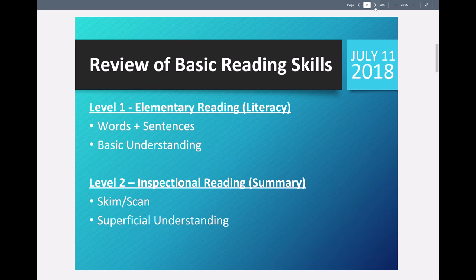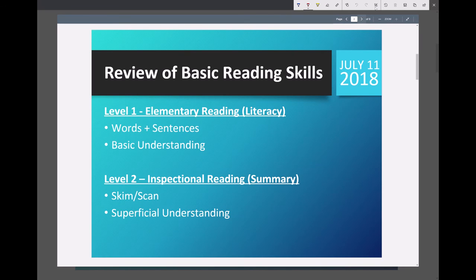There are 4 levels of reading skills, and this slide shows the first 2. The first level is simply reading. Well, you read the words and sentences, so it's called literacy. You, being in this course, have already reached level 1. So yep, it's no surprise here. So you're able to understand words and sentences, and you're able to at least say what words and sentences mean.